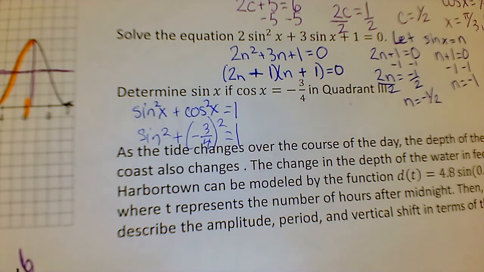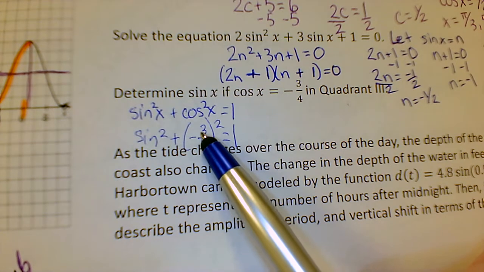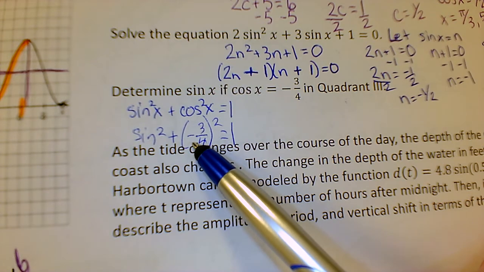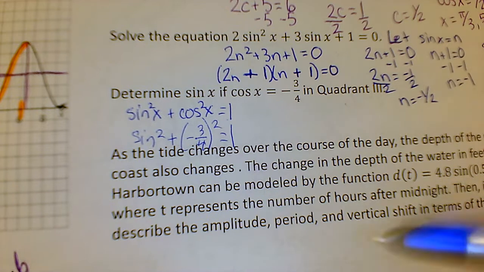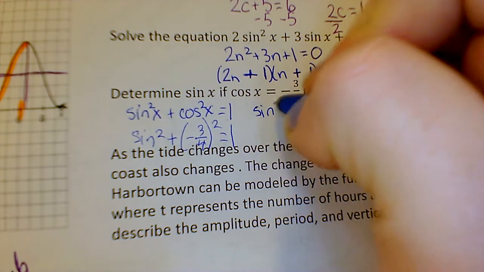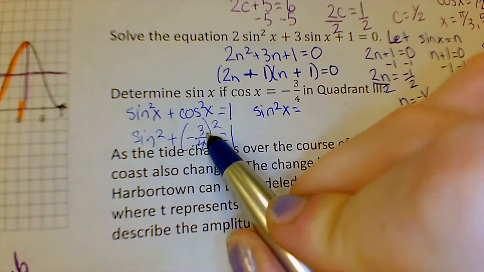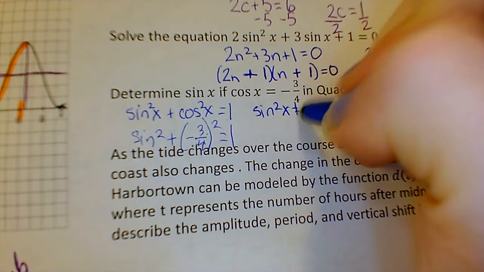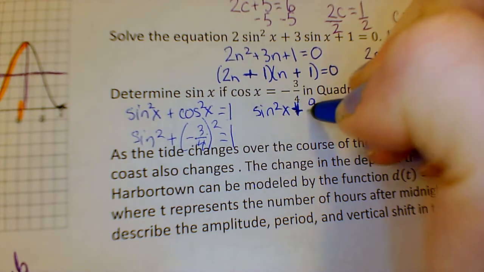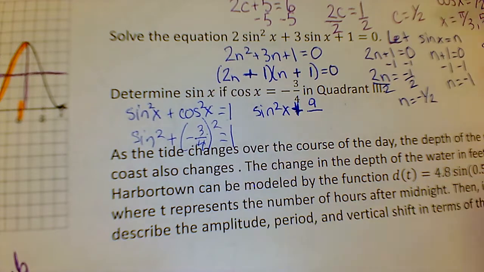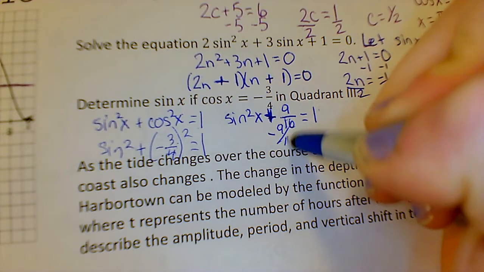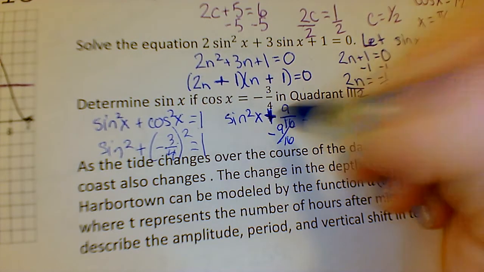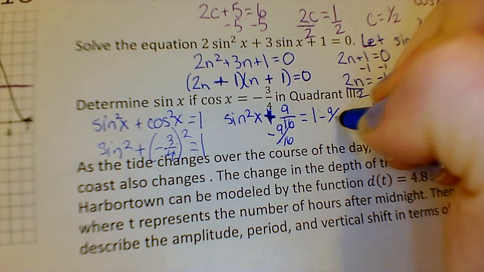And then I'll go ahead and solve. First thing I'm going to do is square this. Now, the negative doesn't really matter here, because when I square it, it's going to become positive. We'll take care of that with the 3. So, negative 3 squared is positive 9. Oh, that should be a plus sign, sorry. 4 squared is 16. Equals 1. And I'm trying to get sine by itself, so I'm going to subtract 9 over 16, because it was addition.